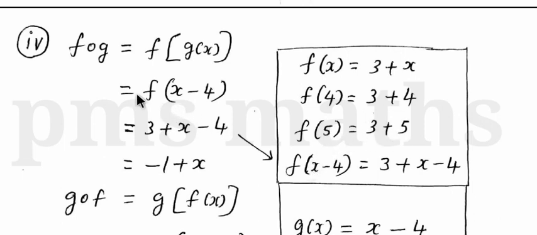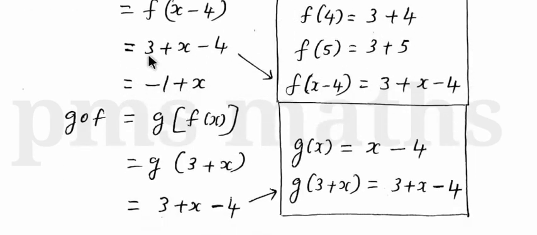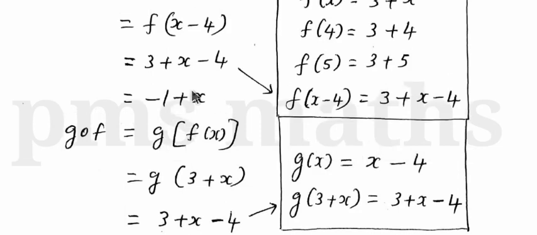Here we want f of x minus 4. Now we substitute x equal to x minus 4 here. Here 3 is 3, put this plus sign, then instead of this x, we write x minus 4. Now, what's the value of f of x minus 4? 3 plus x minus 4. That can be taken instead of f of x minus 4. Then simplify: 3 minus 4 is minus 1, plus x. Now we got f of g.